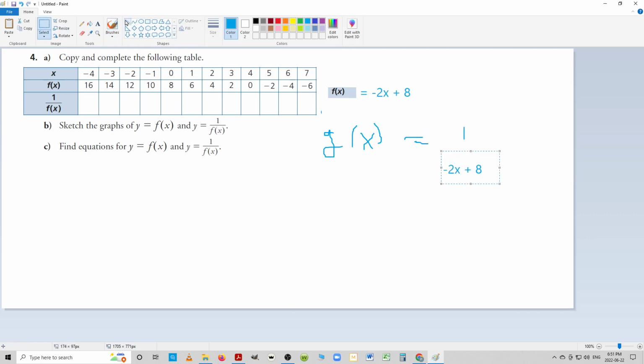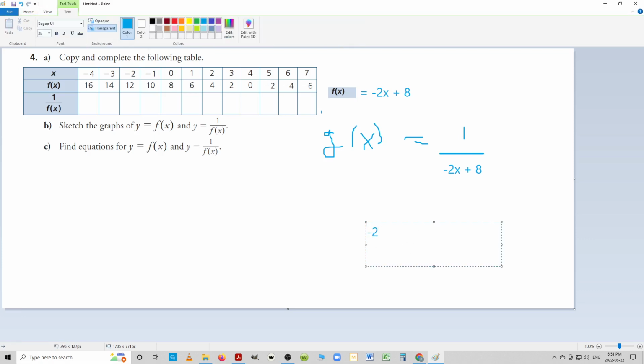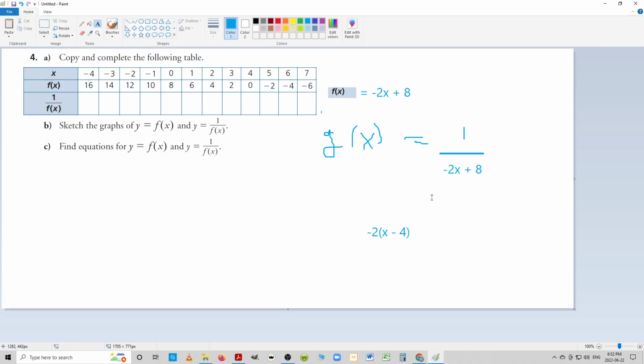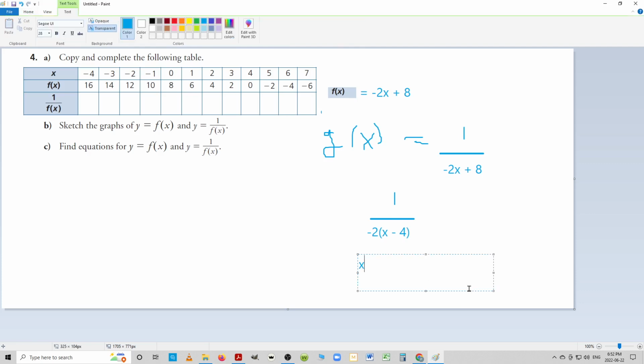How can we find out where the denominator is 0? First of all, let's find out what the correct factoring of that bottom one is. The correct factoring when I take minus 2 out, I get x minus 4. So that means we're really dealing with a compressed reciprocal translated to the right by 4. And what are the restrictions at the bottom? x cannot be 4. x cannot be 4. That's a lot easier to figure out than just setting minus 2x plus 8 equal to 0.